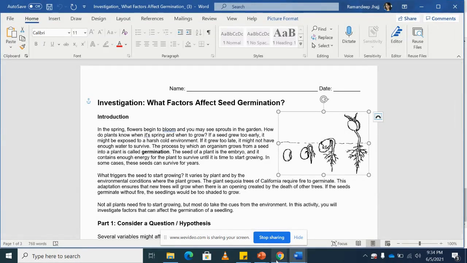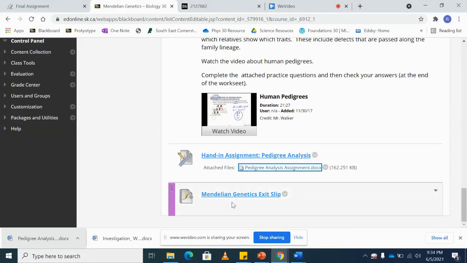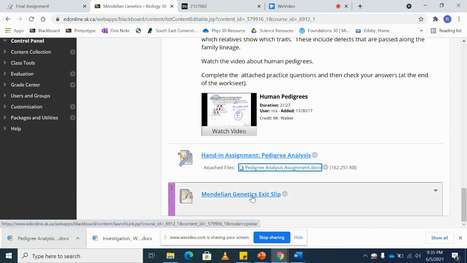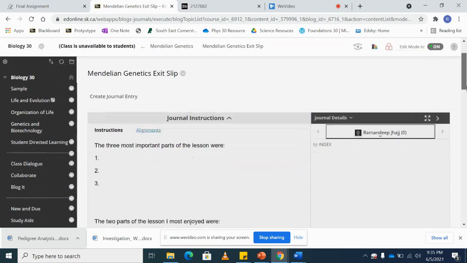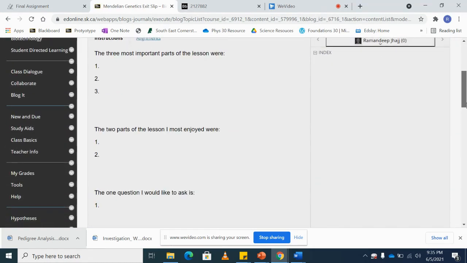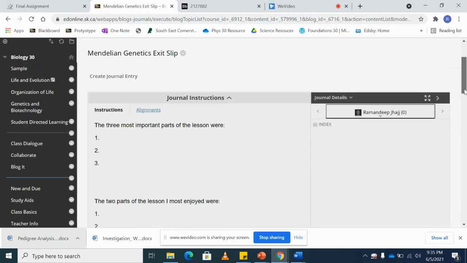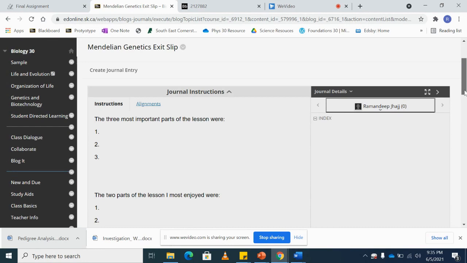And then when they are done learning about Mendelian genetics, I will have them write an exit slip. This exit slip is something that I have learned about through the seminar. It is called a 3-2-1 exit slip. This is more from the readings that I did for the seminar.